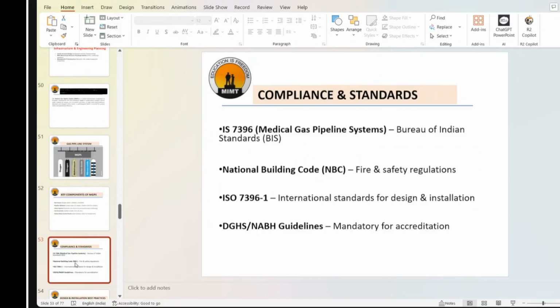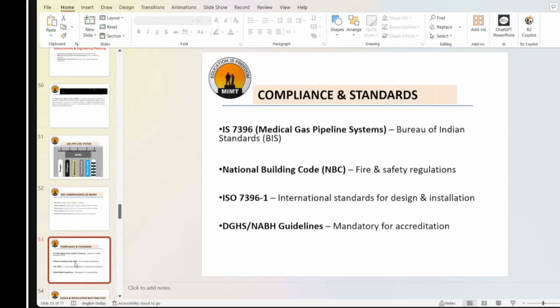National Building Code, वो already I have told you कि if you read that particular part 6, that is very good for you. Fire and safety regulation covers in case of fire how you can protect these gas pipelines and all that. ISO 7396, that is the international standard for design and installation. जहाँ पे पाइप के डिजाइन, उनको कैसे फिटिंग में लगाना है, all that kind of things has been directed.